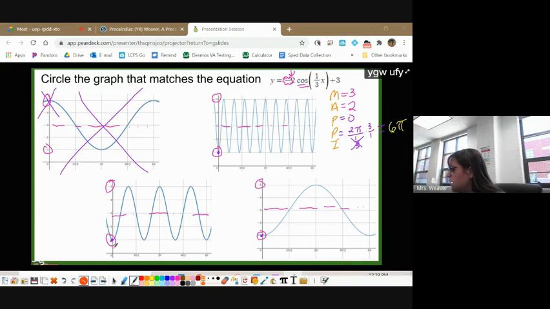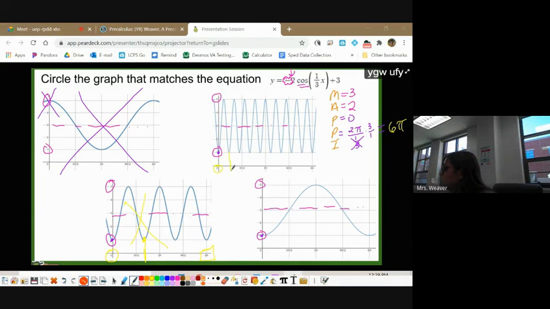So on this graph, I started at 0 and I finished way before 6 pi. 6 pi is way out here. So it's not this one because that's finishing too fast. Okay. This one I started at 0. And when did I finish the cycle? Not at 6 pi. 6 pi is way out here. This was way too fast on my period.